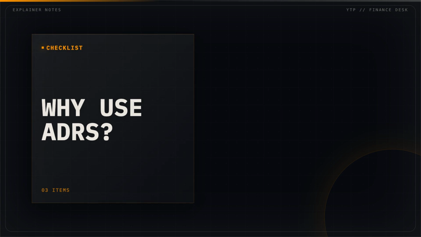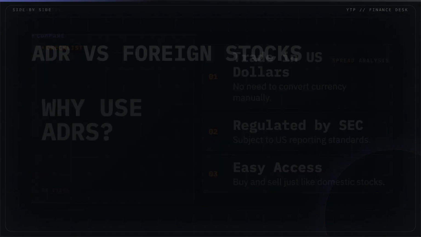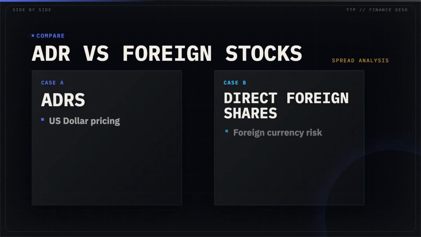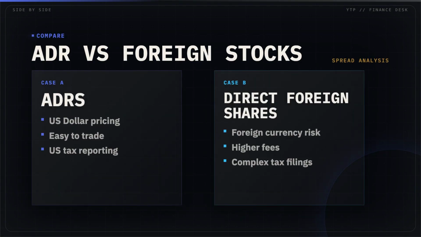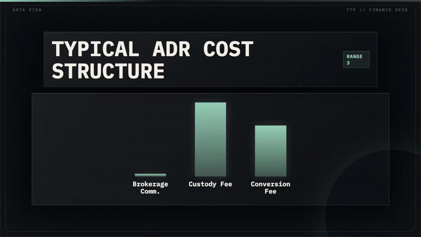app. They simplify global investing by letting you trade in dollars and keeping the transactions within the familiar U.S. regulatory framework. While direct foreign shares involve currency conversion and complex tax reporting, ADRs act as a proxy that fits into a standard portfolio. Keep in mind that while commissions might be low, you may encounter small pass-through fees for the custody and conversion of your dividends.